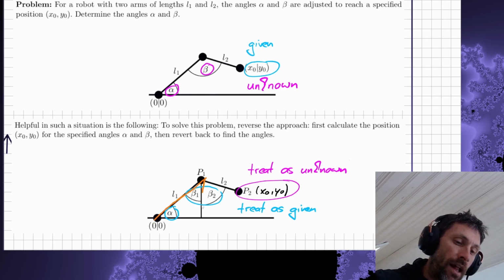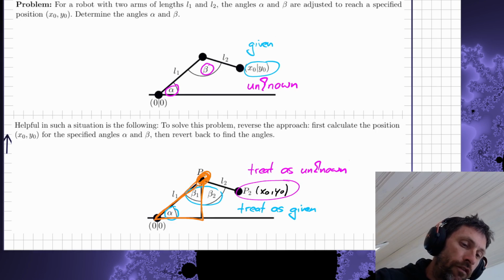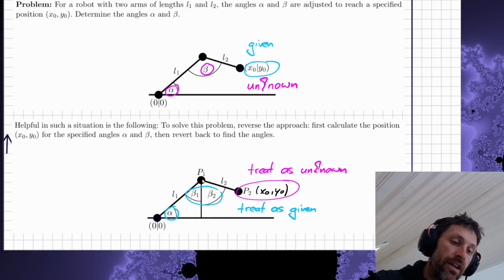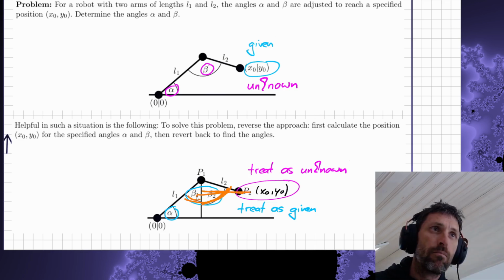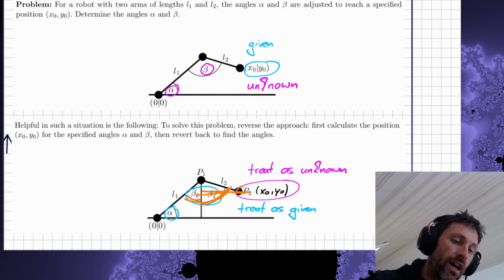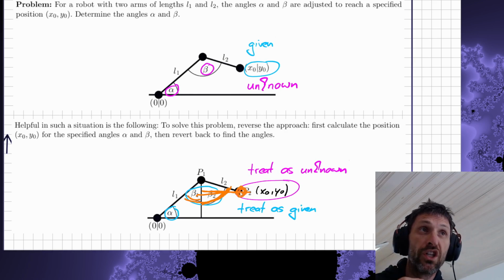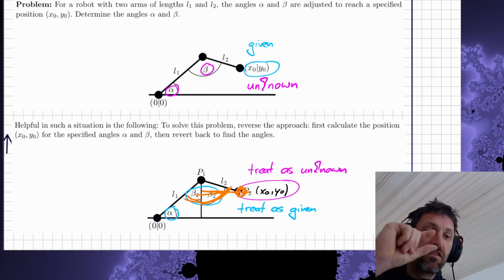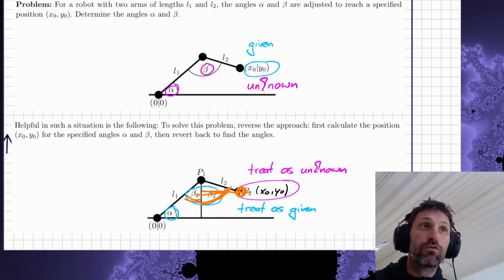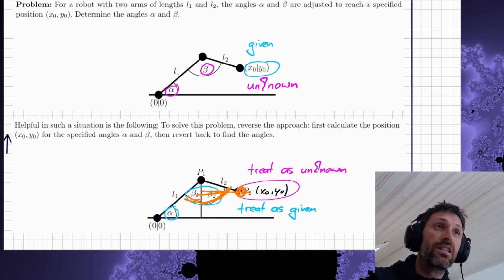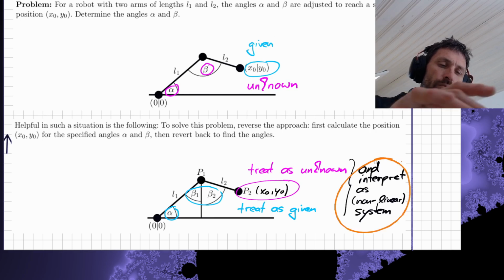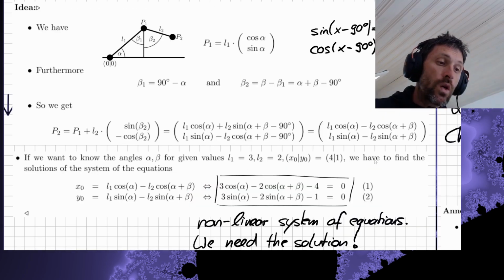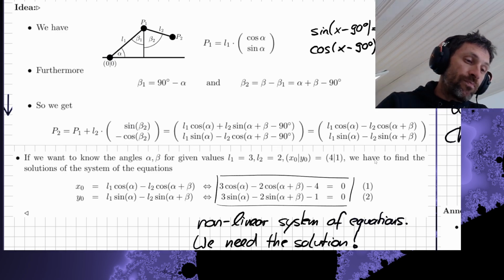Now we can do the following. We have some alpha, and thus we can find the position of P. And then for some given beta, we subtract beta 1, and then we get some beta 2. Doing some basic trigonometry, we will find this position. That's what we want to do. And then we will revert back to find the angles, you will see. So let's do the analysis, and in the end we will get some nonlinear system. Okay, this is the situation.